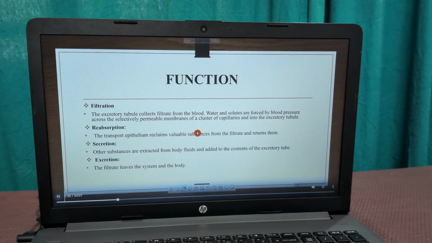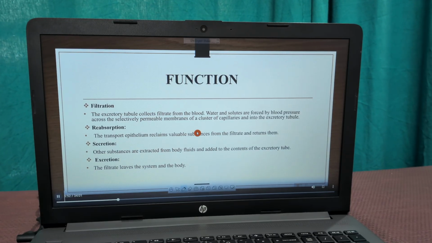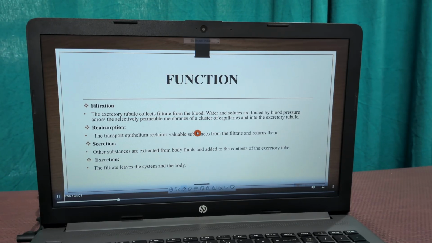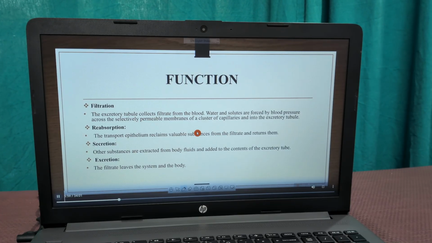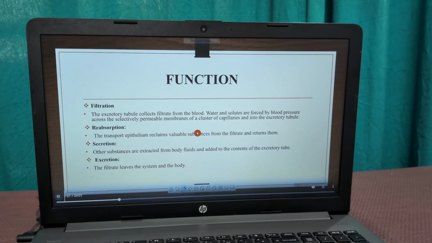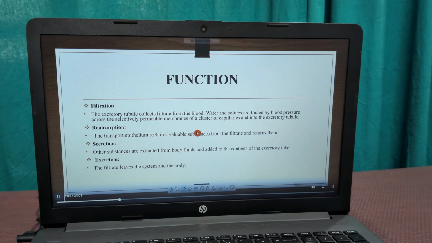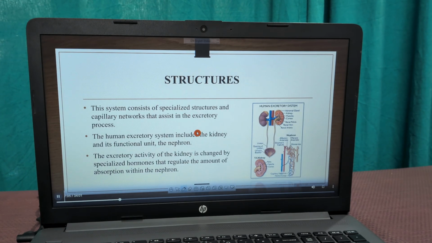The next function is excretion. The filtrate of the blood, which is very toxic and harmful for the body, is then excreted out of the body with the help of the excretory system. So these are the functions of the excretory system.